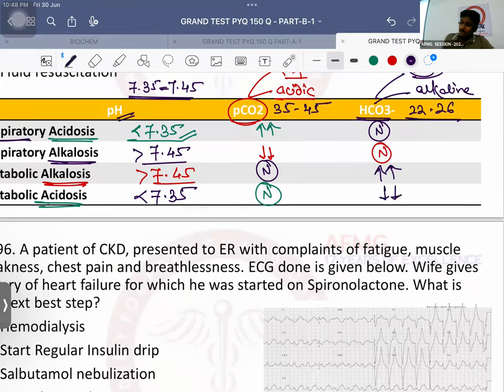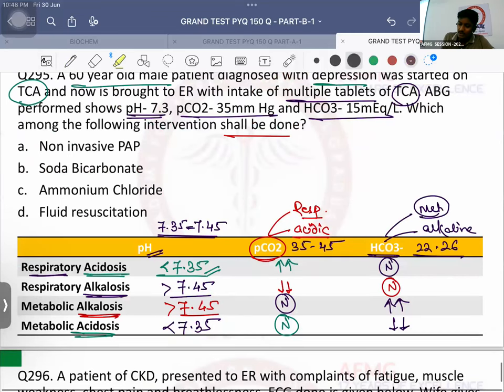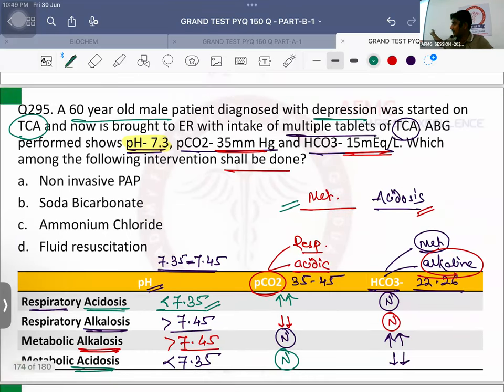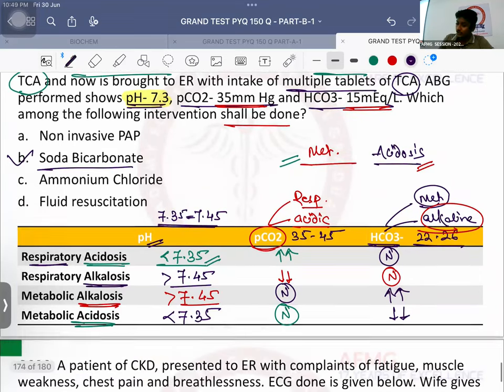Now, in this patient, the pH is 7.3, less than 7.35, so it is a case of acidosis. PCO2 is 35 millimeters of mercury, so it is almost normal. Bicarbonates are decreased, at 15 milliequivalents per liter. When an alkaline substance decreases, the patient lands up in acidosis. So which type of acidosis is it? We know TCA toxicity can lead to metabolic acidosis. What should be given? This was a recent FMG question, December. We need to give soda bicarbonate. June 2022 question.